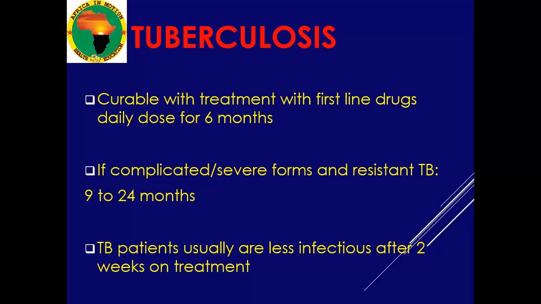TB patients usually are less infectious after 2 weeks on treatment. You have a pulmonary TB, you start treatment and you take it very well. After 2 weeks, the possibility of transmitting infection will be getting minimized.